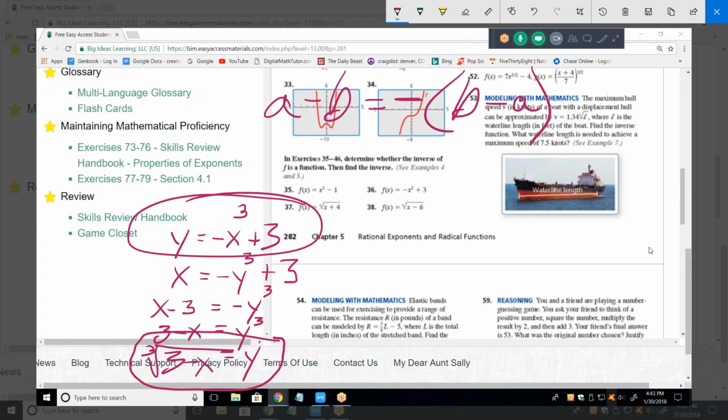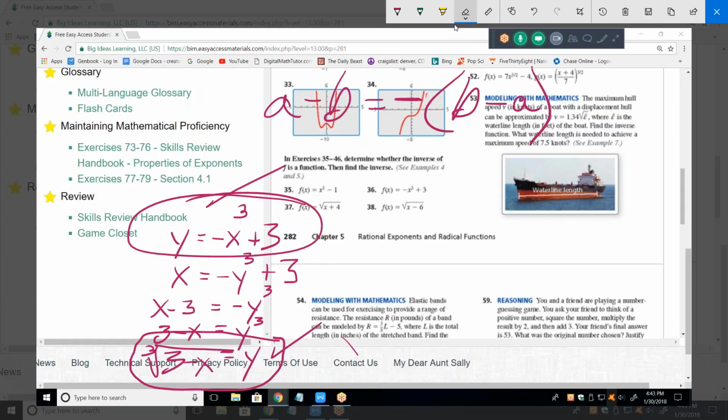As long as the original graph passes, in other words, we don't have to graph this and give it the vertical line test. That'd be one way to do it, is to graph this, which is quite a bit harder to graph, actually. But it's easier to just give the original function the horizontal line test in order to know whether its inverse is going to be a function or not.